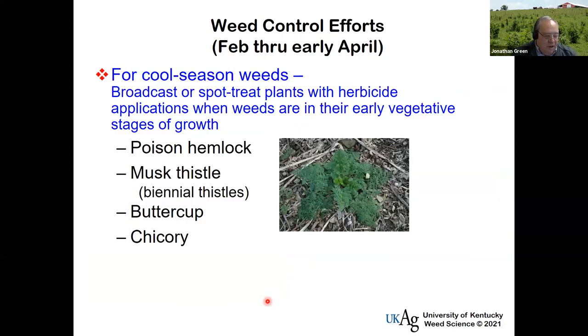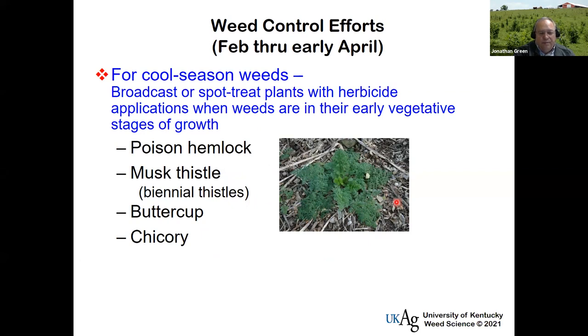Now, to finish up here, I want to talk about some specific issues, but first of all, talk about what we can do right now as far as targeting weeds, particularly targeting weeds with herbicides. These cool season plants, things like poison hemlock, the biennial thistles, buttercup and chicory. When these plants are young and just starting their active growth here in the late winter, early spring, is our best opportunity to get the best activity if we're going to use a herbicide. The downside is sometimes they're hard to find. We have to look for them, or we have to know where the areas are where we had the problem in the previous year.